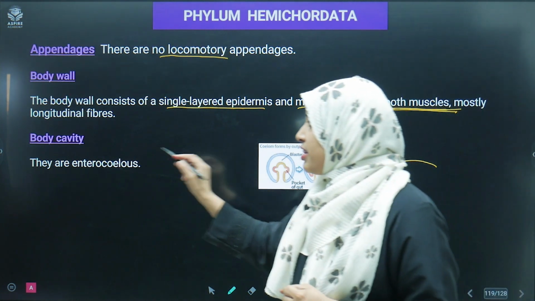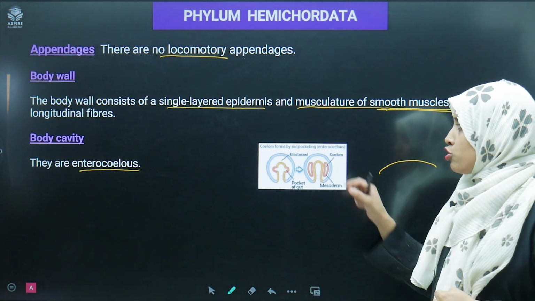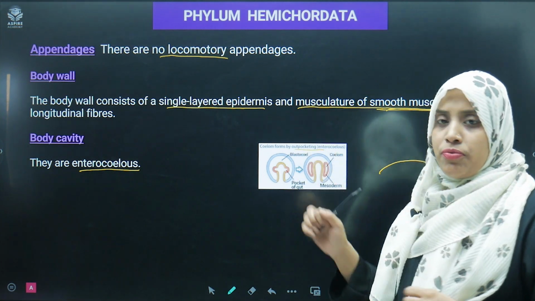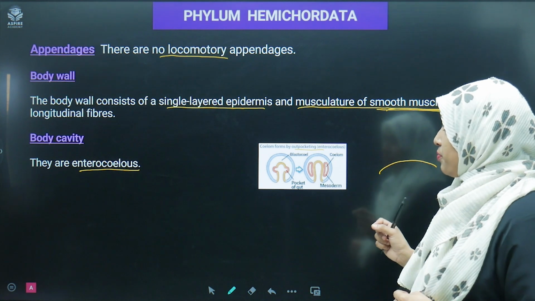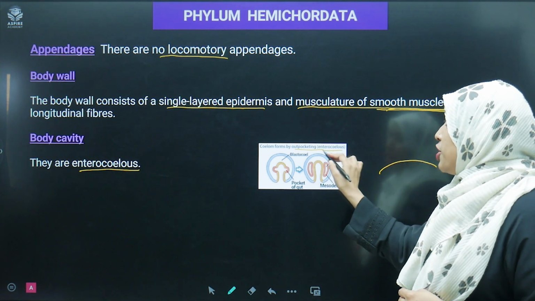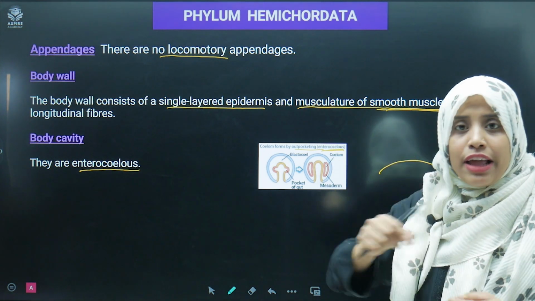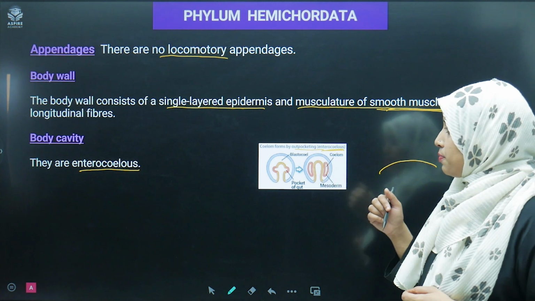So here we can see they are enterocoelous. Enterocoelom: the coelom is formed from a pocket-like structure developed from the gut region, and that is known as enterocoelous. Enterocoelous means a pocket-like structure is forming from the gut region.